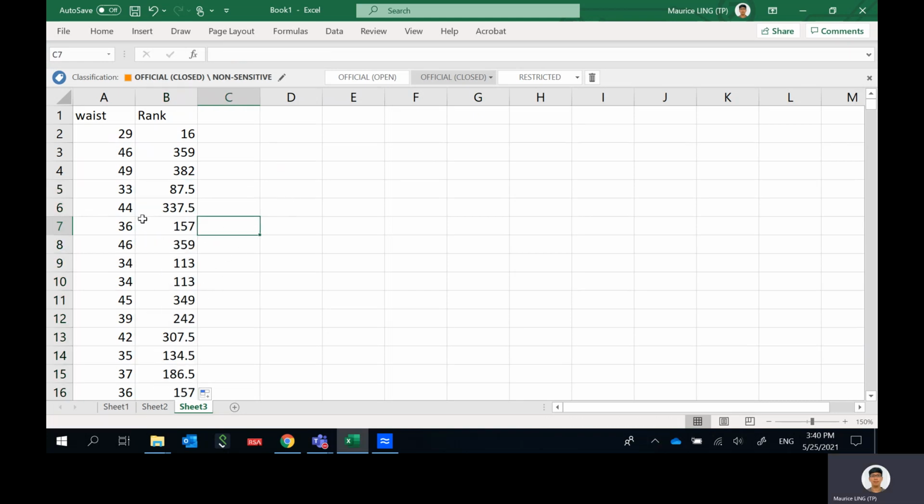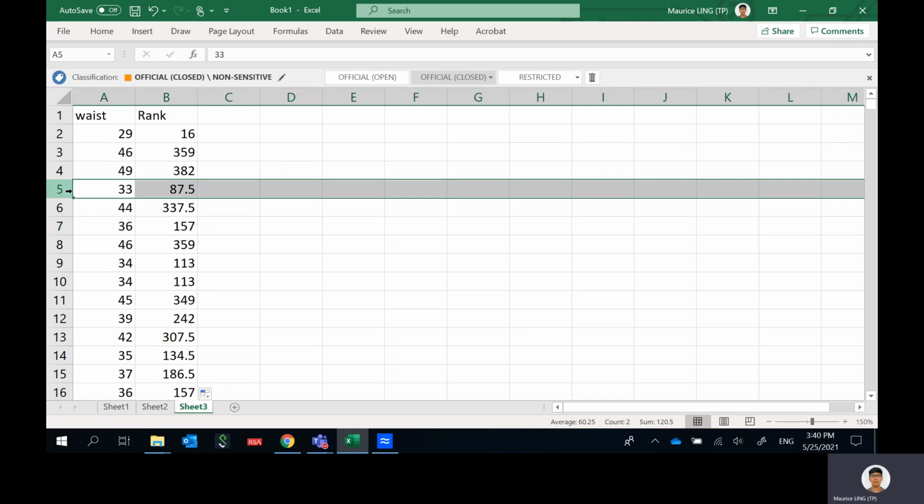Correct, 0.5, because it means that there are two persons with a waist size of 33 inches. So it's position number 87 and 88, so divide by 2 is 87.5 each.